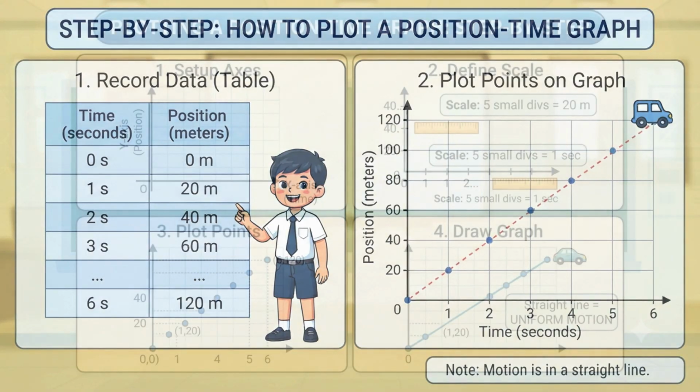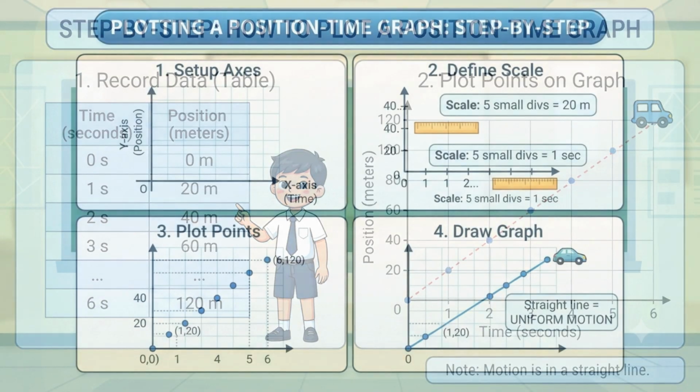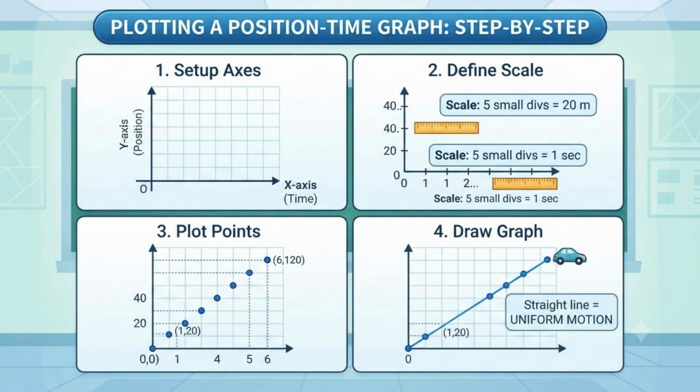Step 1. Take a graph paper. Draw two lines perpendicular to each other. Their point of intersection is called the origin, represented by O. The horizontal line is called the x-axis, and the vertical line is called the y-axis. Step 2. Decide what each axis will represent. Since we want to see how the position changes with time, we'll plot time on the x-axis and position on the y-axis. Step 3. Choose a suitable scale.